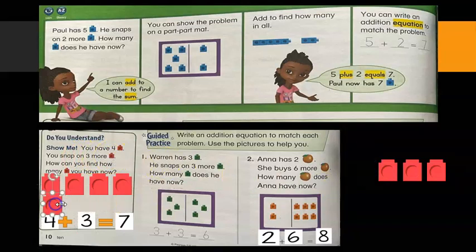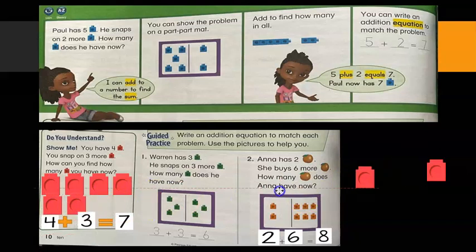Look, 1, 2, 3. Now look at that. Now that's how our picture is going to look now, okay? Now it asks you the question, how can you find how many red cubes you have now?